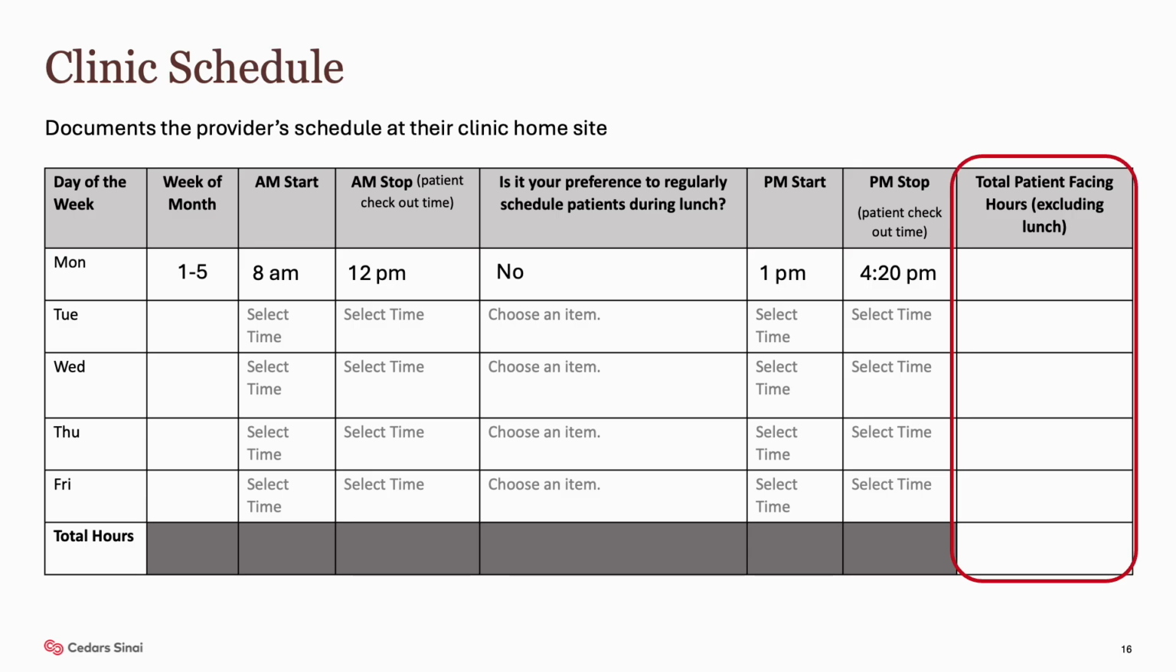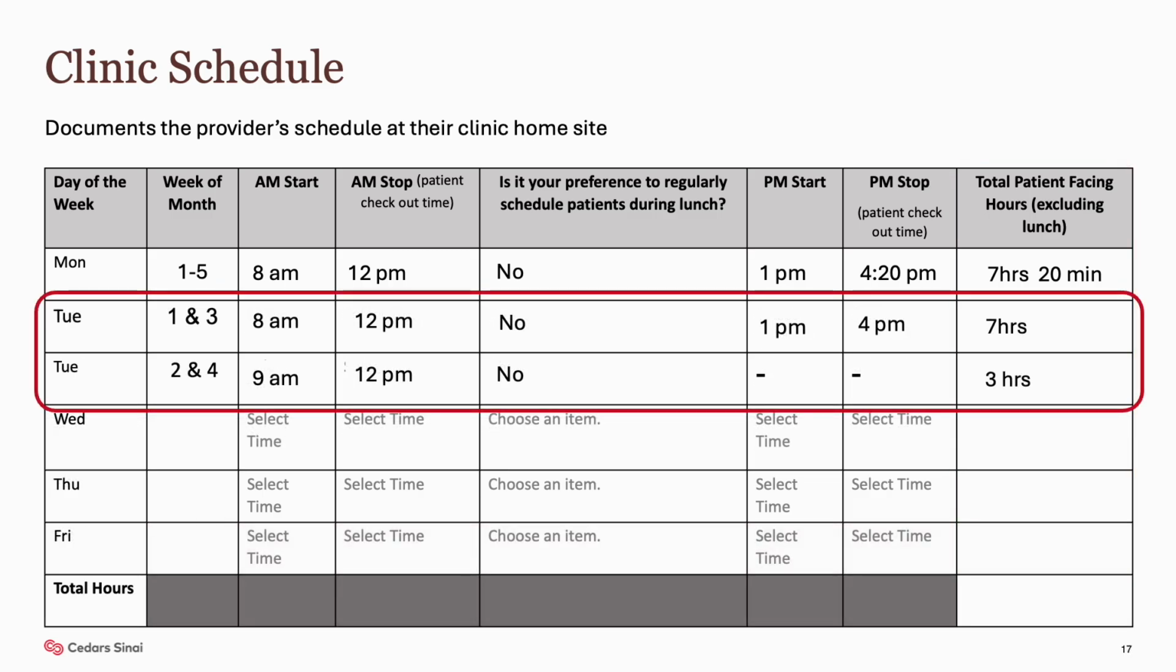In this example, the AM session is between 8 a.m. through 12 p.m. The PM session is between 1 p.m. through 4:20 p.m. So the total hours is 4 hours for the morning session plus 3 hours and 20 minutes in the afternoon session, equaling 7 hours and 20 minutes. You'll do this for each day of the week, and then on the last row, you'll need to sum up the total hours for all days of the week.